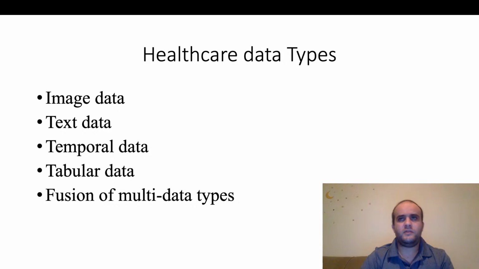And temporal data, for example from sensors, or even from clinical electronic health records, can be converted to temporal data to study the timeline of the patient. Tabular data is lab test results, or demographic data such as gender and age. Then the last is a fusion of multiple data types coming from all of the above, together representing the patient from different records.